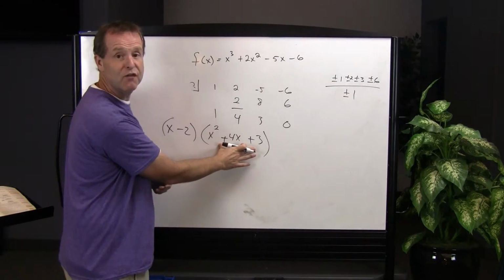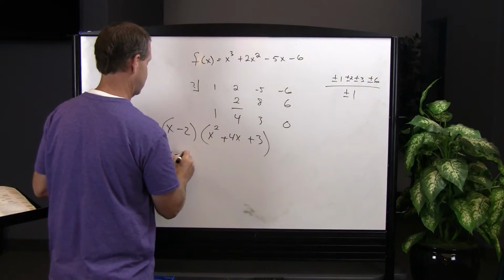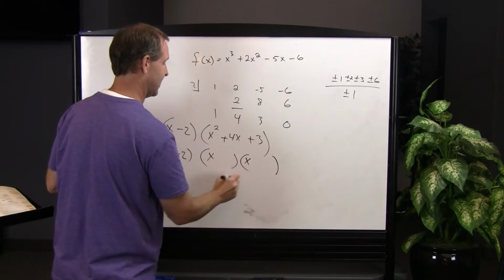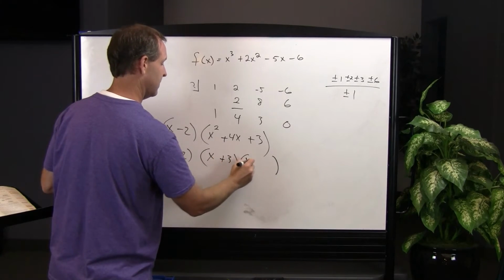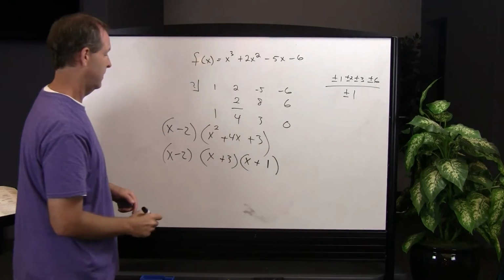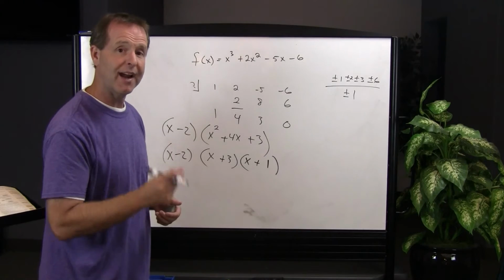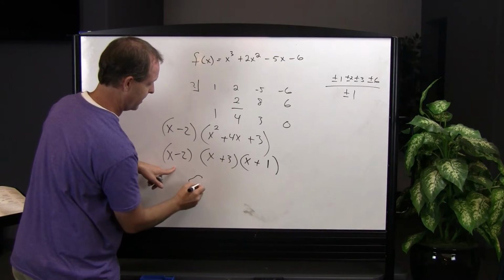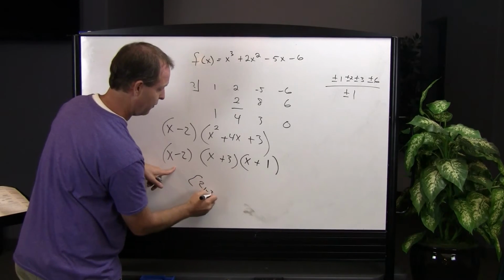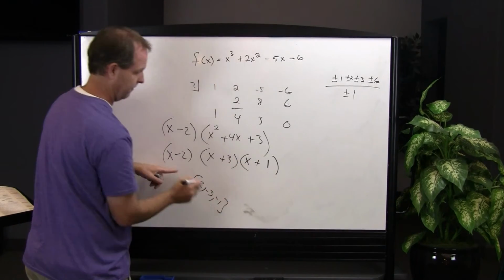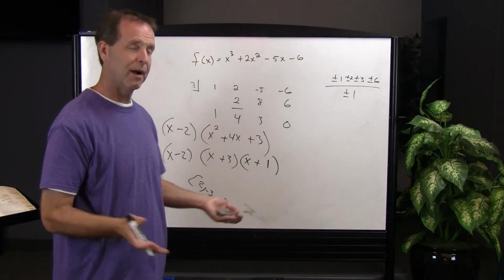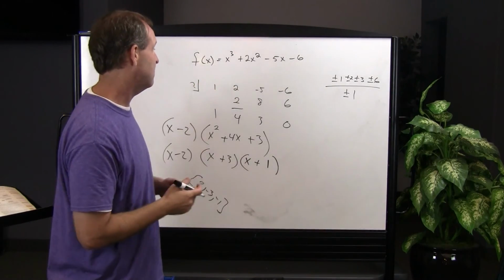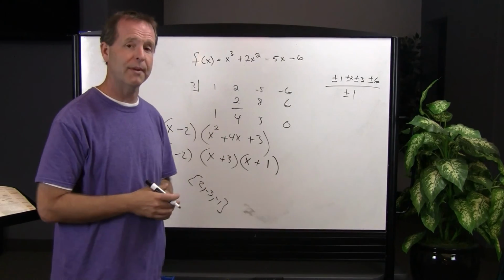Now I just want to see if this factors. x minus 2 is what I have. Let's see if this factors cleanly. x plus 3, x plus 1. And so it does factor, and I have 3 zeros to this equation. My solution set is 2, negative 3, and negative 1. Those are my 3 zeros. And I was able to do some very complicated stuff by being pretty good at some smaller computations.